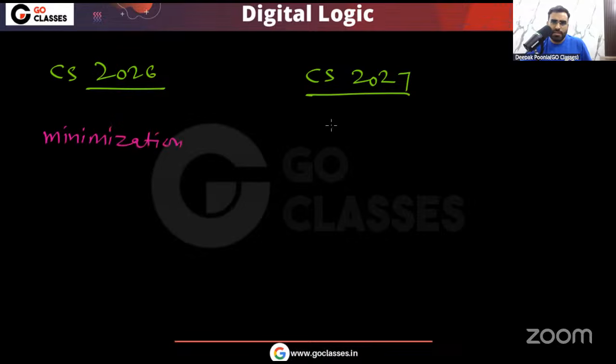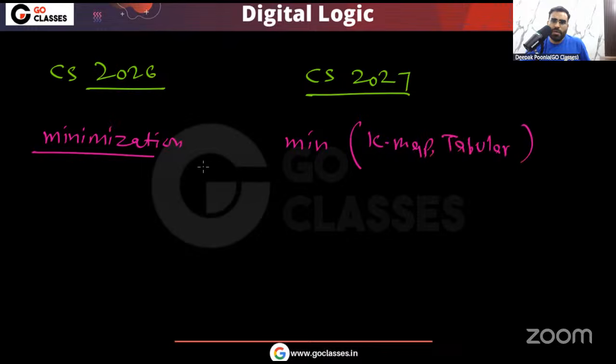But in the GATE 2027 computer science syllabus, they have mentioned minimization, and then in the bracket they have also mentioned K-map, also tabular method, correct? Now many students are thinking that the syllabus has changed for digital logic. The answer is no, because they have just explicitly mentioned these topics which are part of minimization.